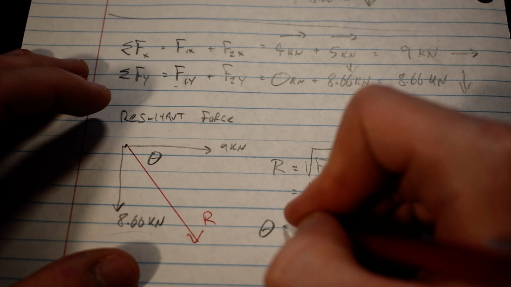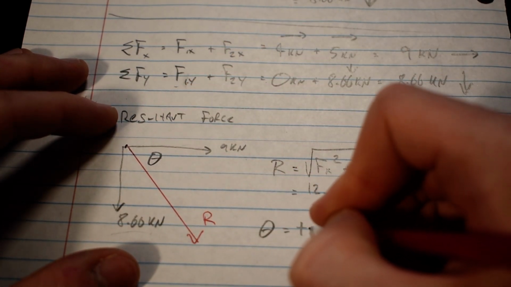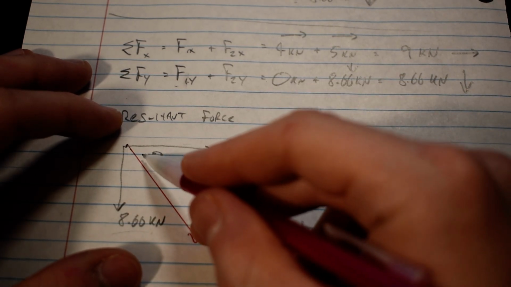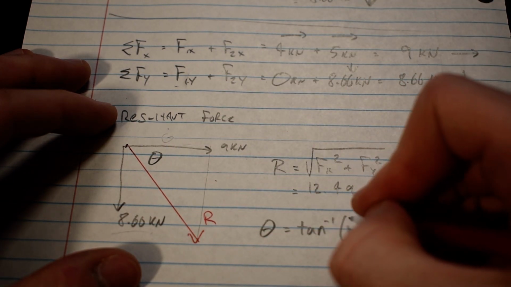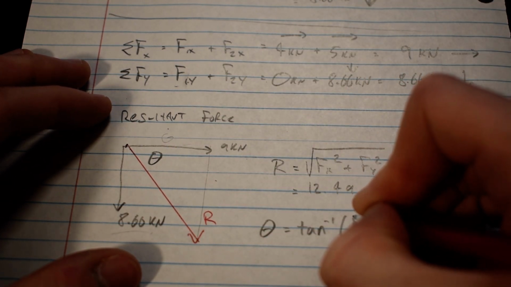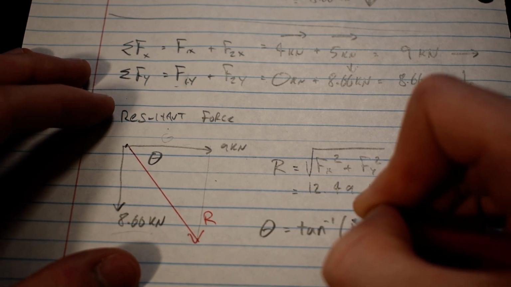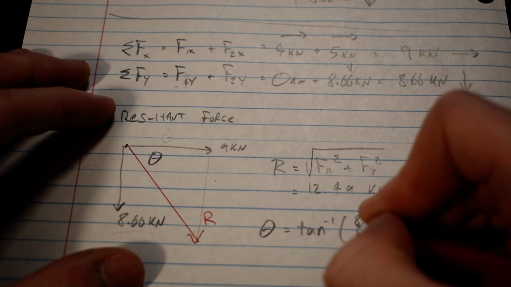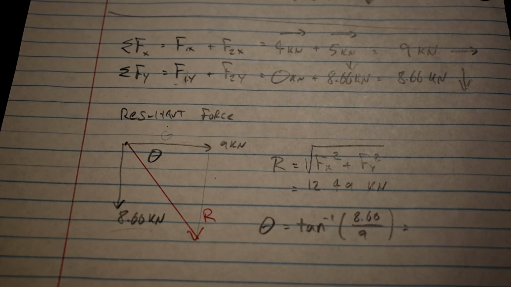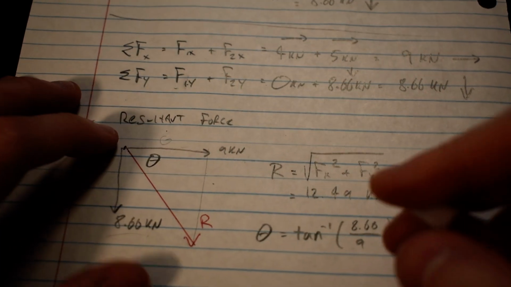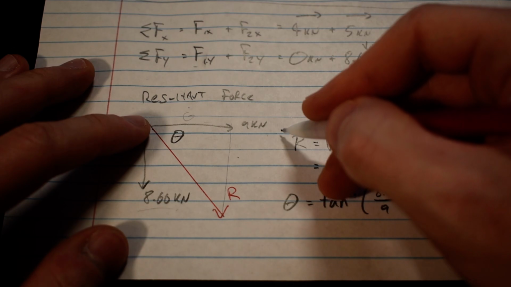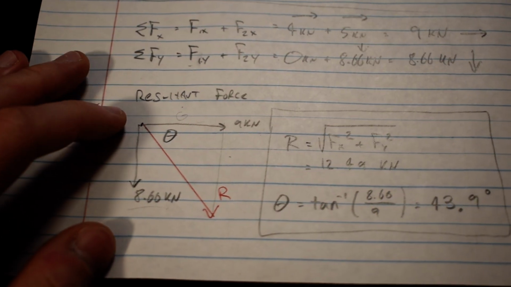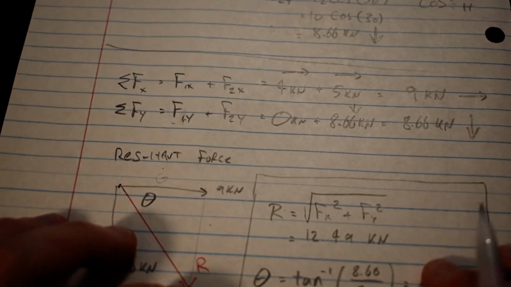We know from trigonometry that that angle is defined as the inverse tangent of the opposite over the adjacent. The opposite in this case is the y component and the adjacent is the x component. So we're going to have the inverse tangent of 8.66 divided by 9. Put that in your calculator, making sure that your calculator is in degrees mode. 8.66 divided by 9 gives 43.9 degrees.